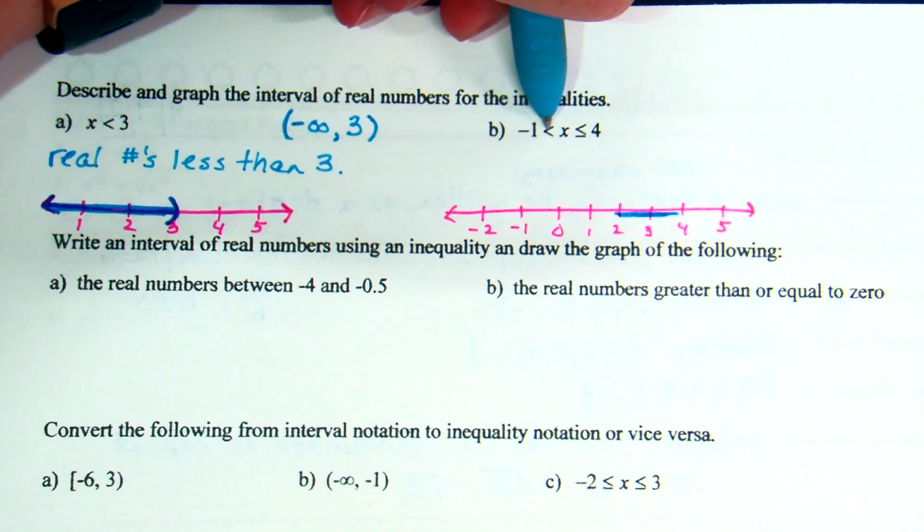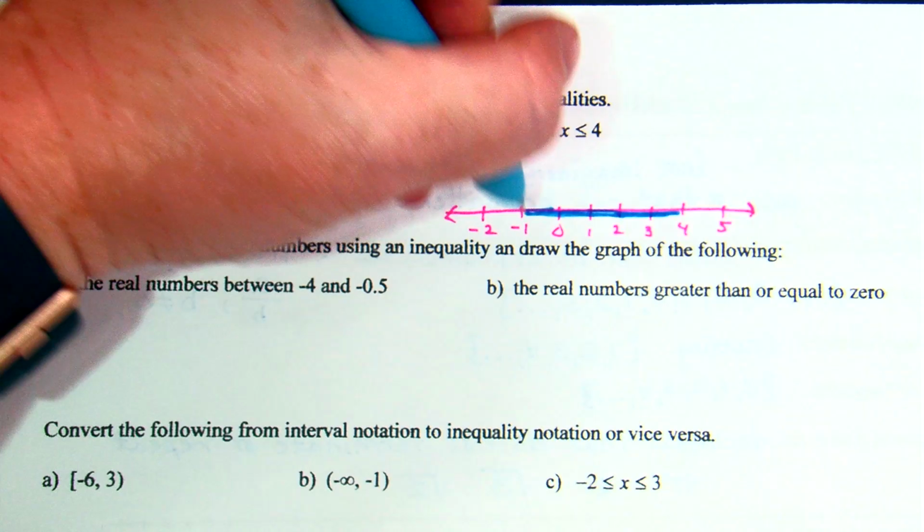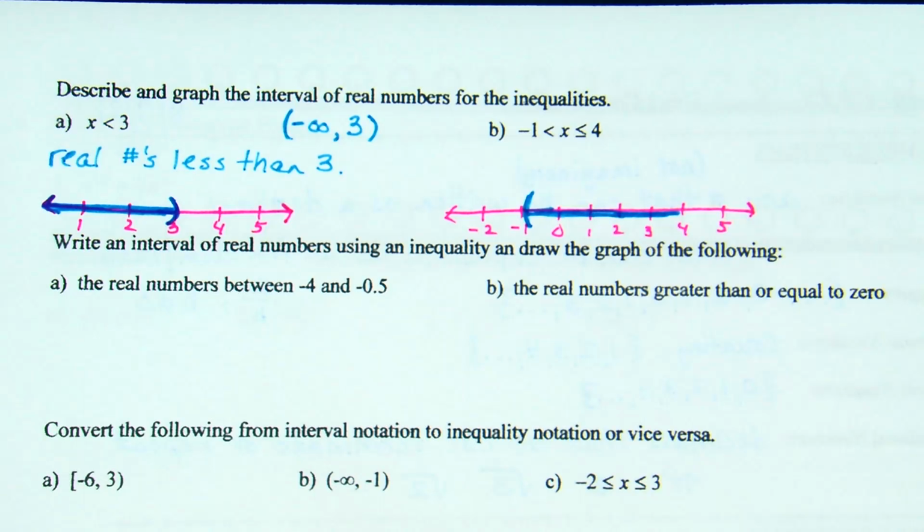Now, what do we need on -1 and on 4? What do we need on -1? Parenthesis. It's like an open circle, right? But we're going to use a parenthesis. Now, my parenthesis goes the other way this time because the shading is inside the parenthesis. Is that a good way to put it? What goes on 4? Bracket. The bracket because it's included. Good.